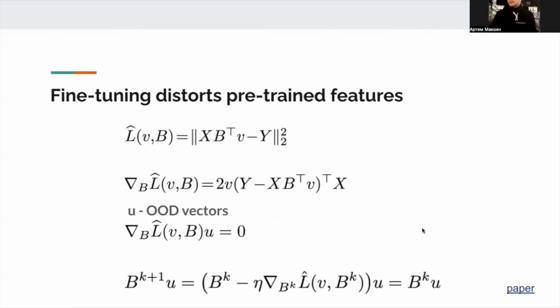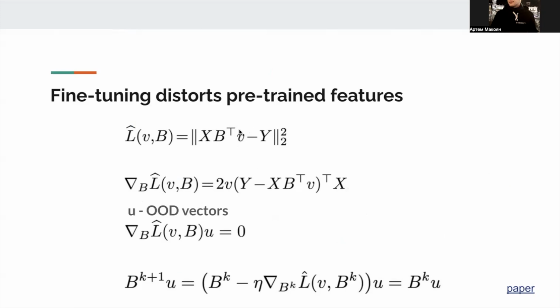Yeah, in one of the papers, as far as I remember, 2022, the paper proposes an explanation of this fact. Let's take a toy example where our backbone is a linear layer, B is the backbone, X is a linear head, and V is our in-domain data.